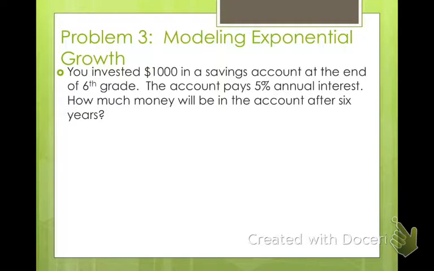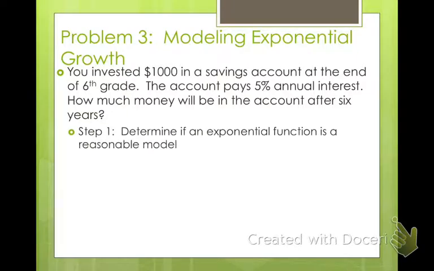Alright, so let's say you invested $1,000 in a savings account at the end of 6th grade. The account pays 5% annual interest. How much money will be in the account after 6 years? So we're going to use that equation, A of t equals a times 1 plus r raised to the t power.